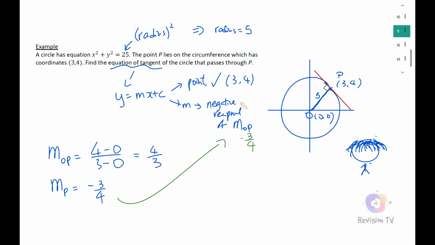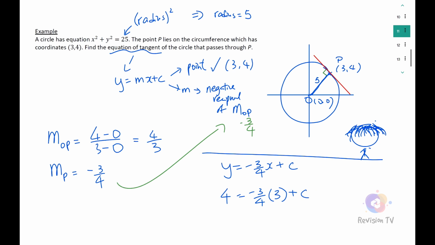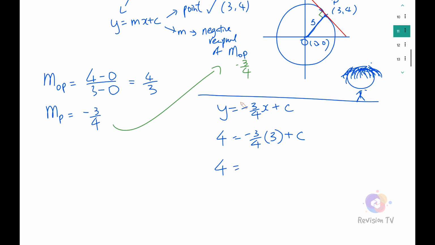So we've got our two ingredients. Time to use the formula. So the formula is y equals negative 3/4 x plus c. We know the point is (3, 4), so I'm subbing in: 4 equals negative 3/4 times 3 plus c. I'm going to multiply out. Negative 3/4 times 3 is negative 9 over 4 plus c. So bring the minus over to the left-hand side and it becomes a plus. So c equals 4 plus 9 over 4, which I can rewrite as 16 over 4 plus 9 over 4, which is 25 over 4.